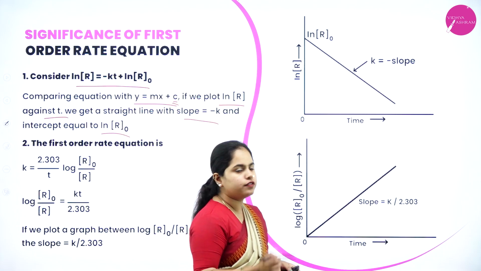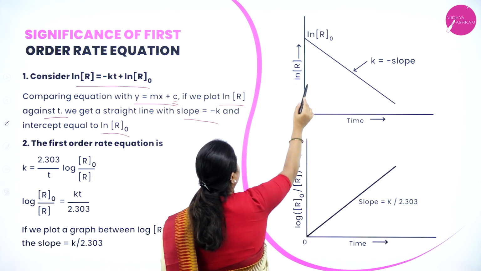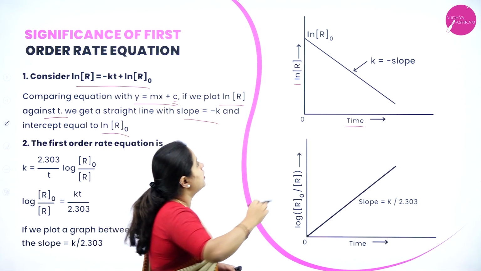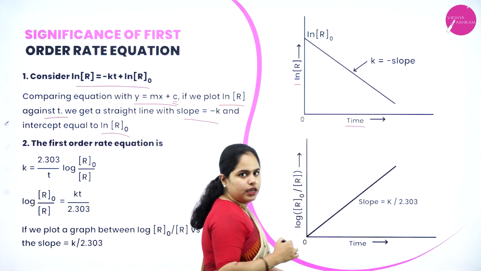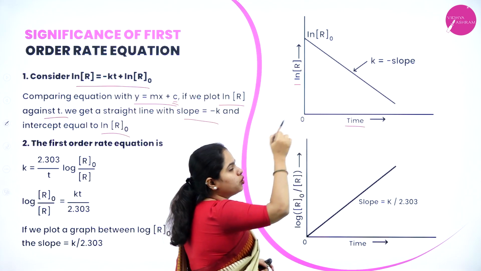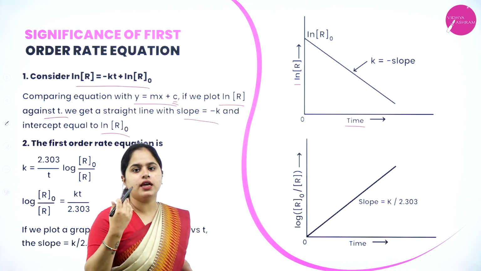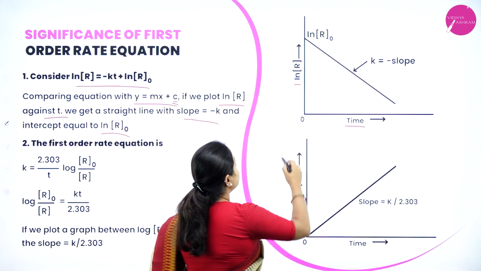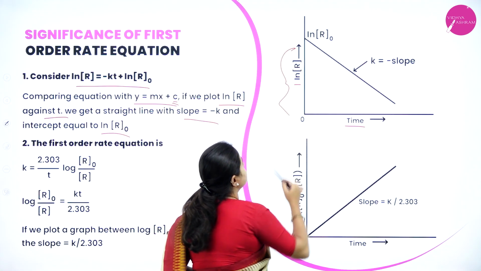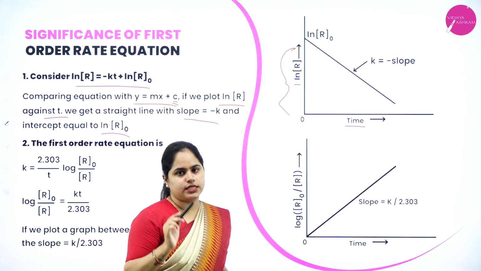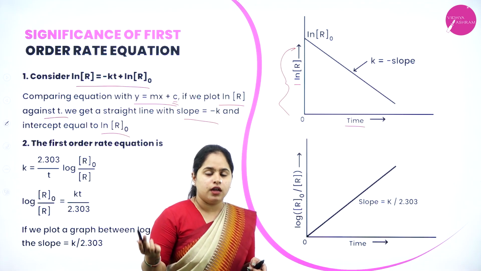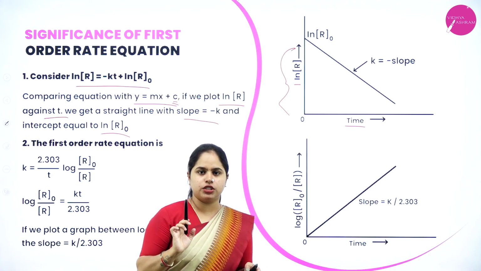Now let's see the graph. If we plot the graph between ln R versus time, we get a graph in this form, in which the slope gives you the minus of the rate constant. Again, slope will be equal to minus k, and the intercept will be ln R0. I hope the difference between the graph in zero order and first order reactions is clear for you.